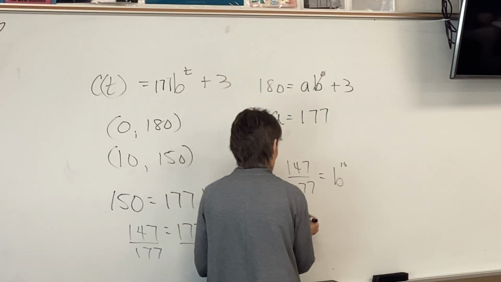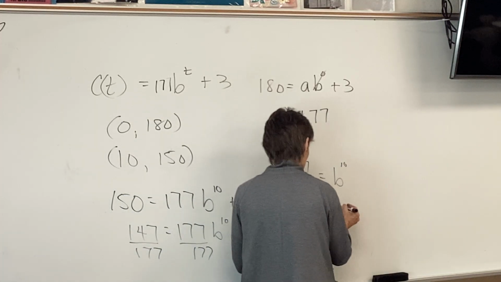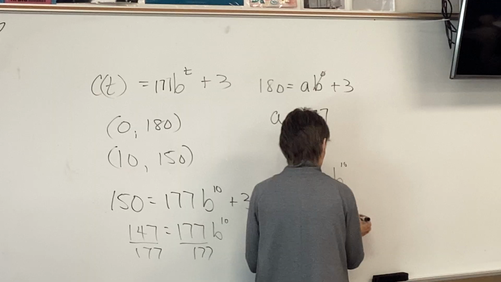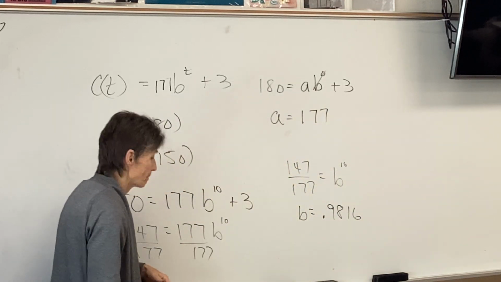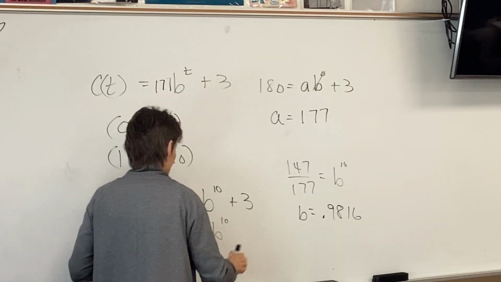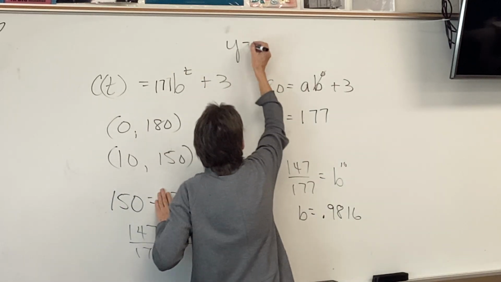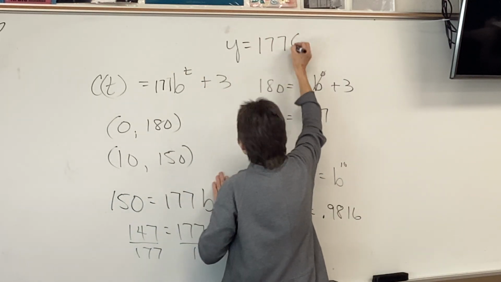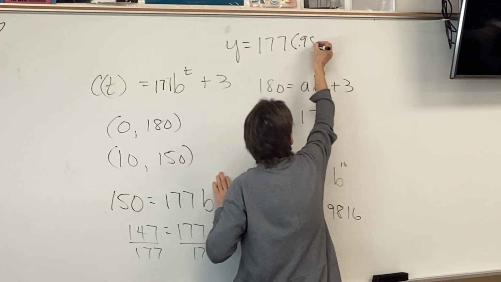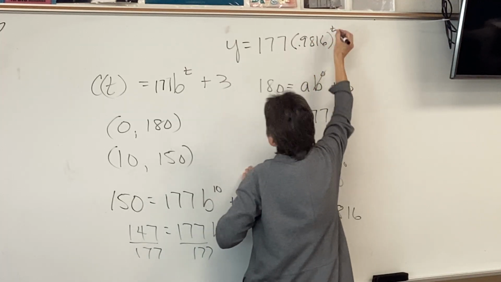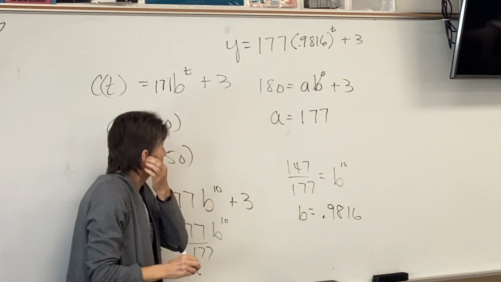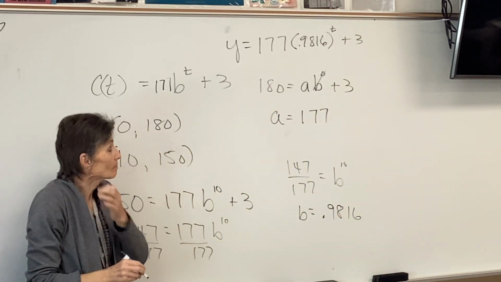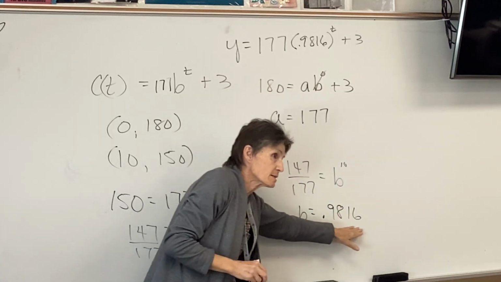And I got b to be 0.9816. I'm going to carry an extra place there. So my equation is 177.9816 to the t plus 3. Does that number make sense?